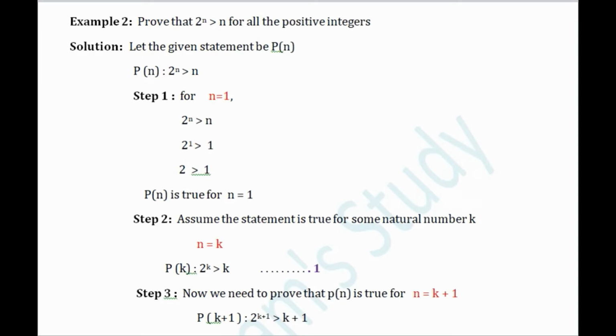Students, if you recall, in the previous example, we have substituted the value of P of k in here. And we always do that. We usually substitute the value of P of k in P of k plus 1. But here we cannot substitute the value because of the inequality here. There is a greater than sign instead of equals to. Therefore, we cannot substitute the value here. So what do we do now?